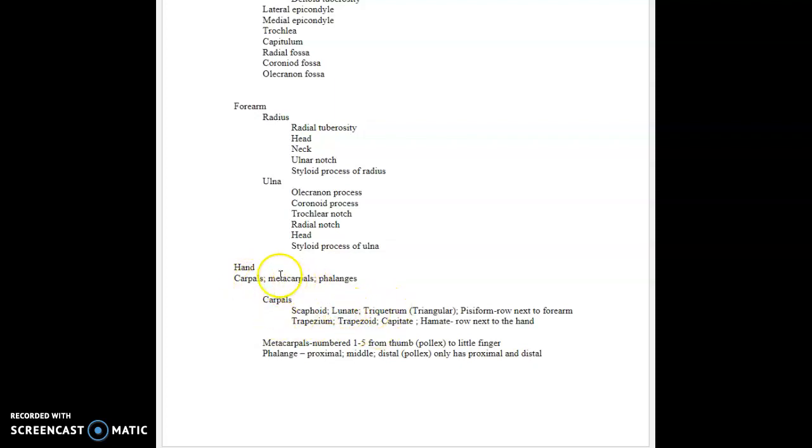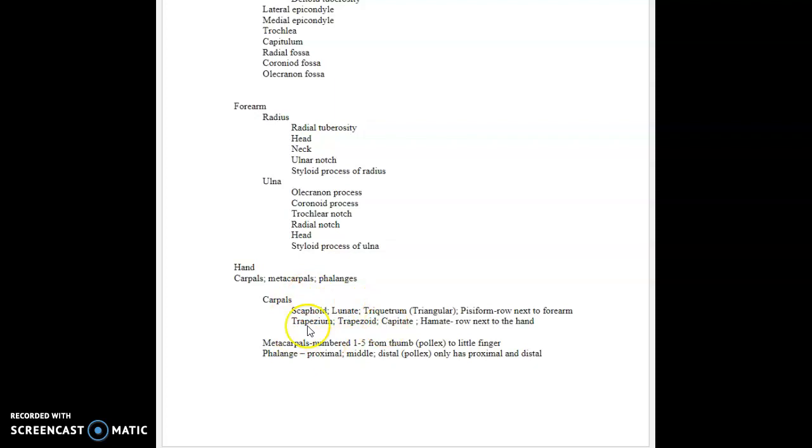The metacarpals are those bones that are actually in the fleshy part of your hand, numbered starting from the thumb over to the little finger, 1 through 5. So we have first, second, third, fourth, fifth metacarpal. And then the actual bones of the fingers and the thumb, called the pollex, themselves. And so you have the proximal, middle, and distal, but the thumb only has the proximal and distal.